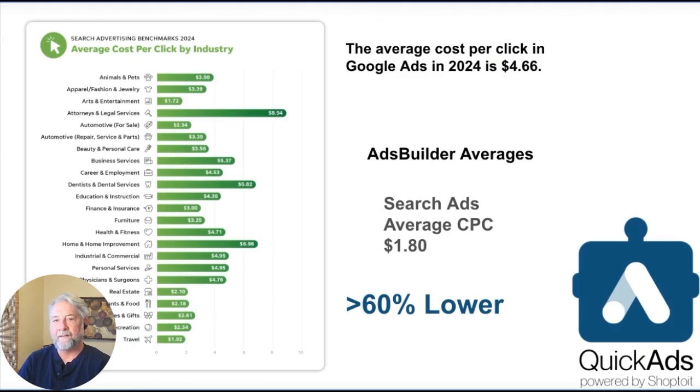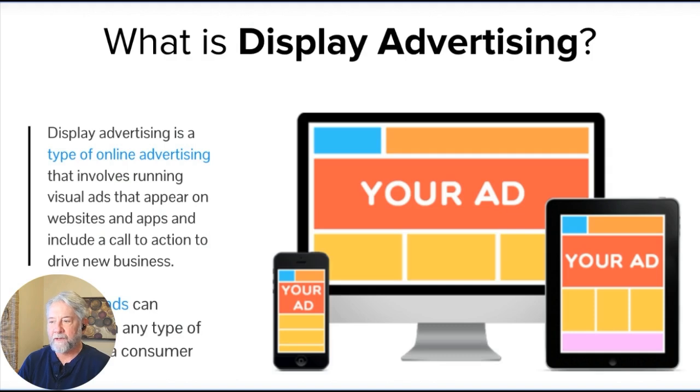And when you do it like this, so the average cost per click in a Google Ads search campaign in 2024 was $4.66. But when you use our tool, our average cost per click was $1.80. So 60% lower, which of course extends that budget and makes your ROI much higher. And that's just automation with eyeballs on your ad campaign and adjustments all the time versus a person. So that's search in a nutshell.